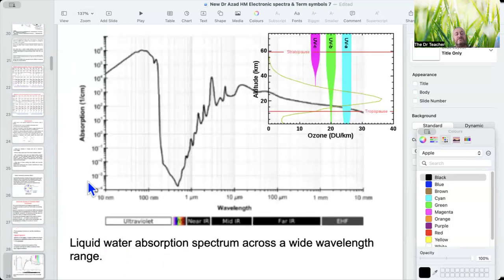We have some liquid water absorption spectrum across a wide wavelength. So this is the water. This is the absorption. And then you can see the spectra of water. We need this spectra when we characterize a sample and see if there is water present in the sample when tested by infrared or other techniques.